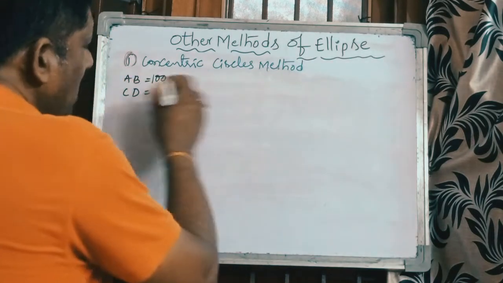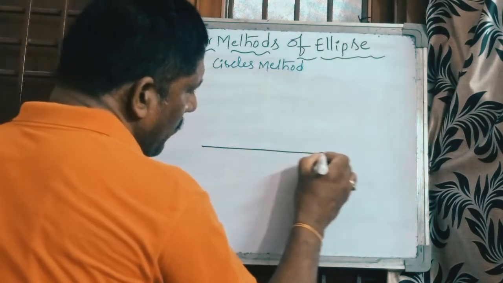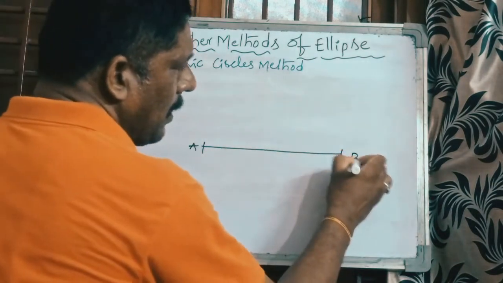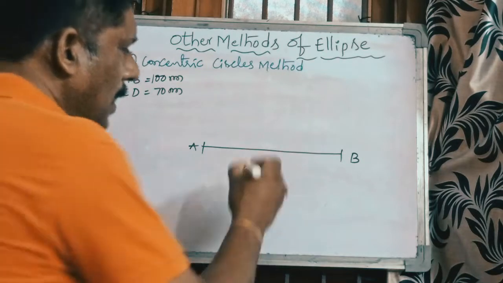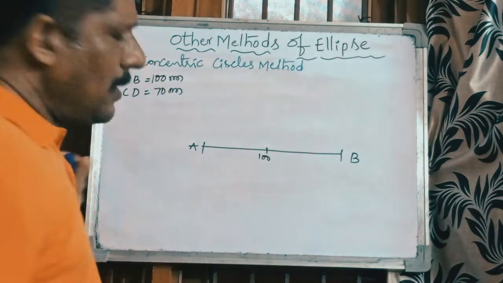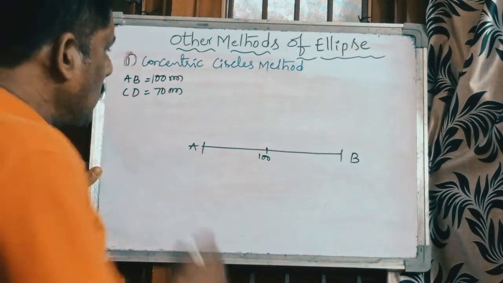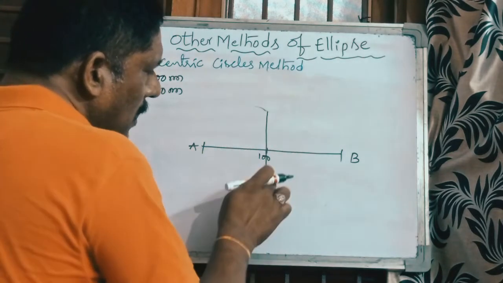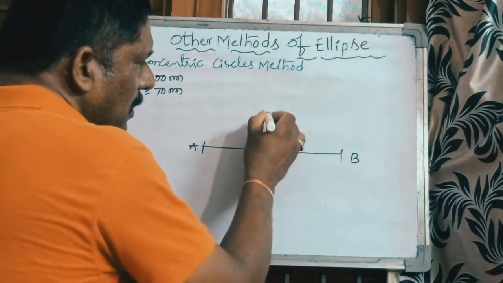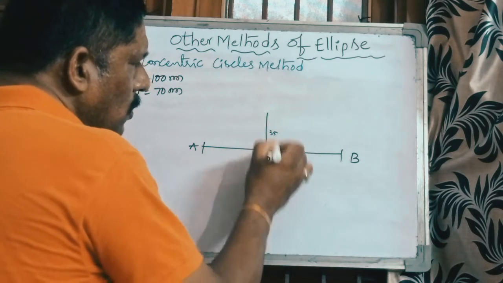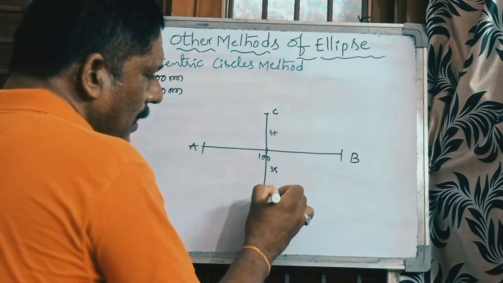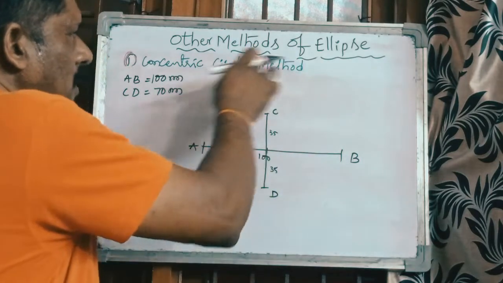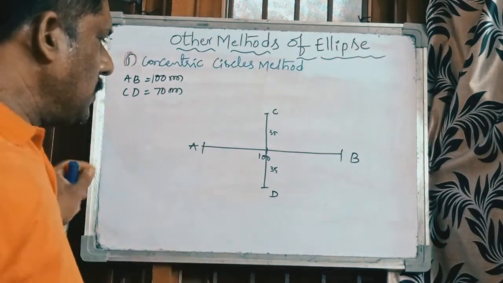First, what you have to do, take the major axis. Take a horizontal line. This is the major axis AB, equal to 100 mm. Take the center point and draw the minor axis line. Total 70 is given, so take 35 above and 35 below. This is the minor axis, and these points are C and D. A, B, C, D, 4 points are given. By using these 4 points, or by using this concentric circles method, draw an ellipse.